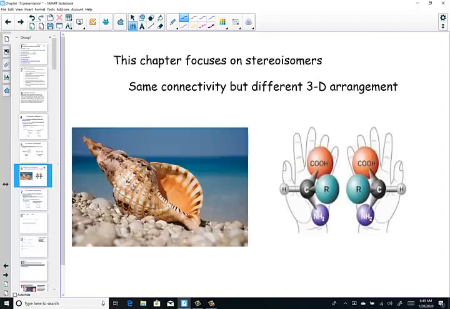Let's review and bring into the next focus stereoisomers. These we know are different because they have the same connectivity, all the atoms bonded in the same order, but they have a very different 3-dimensional arrangement. This chapter focuses on stereoisomers, same connectivity but arranged differently in space. They cannot be converted into one another by a simple bond twist. And let's review what that means in terms of our cis-trans isomers.